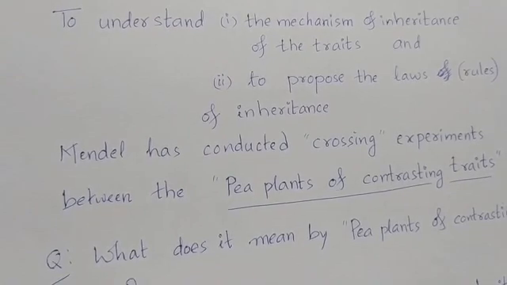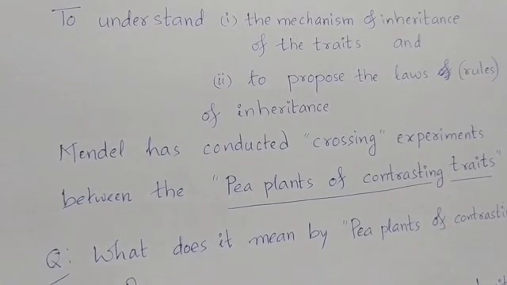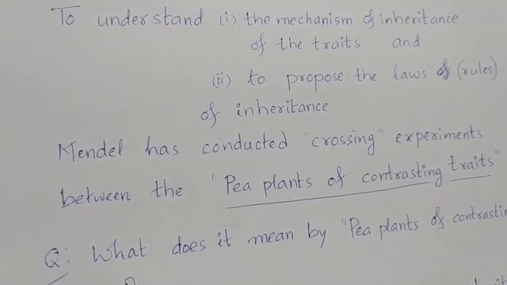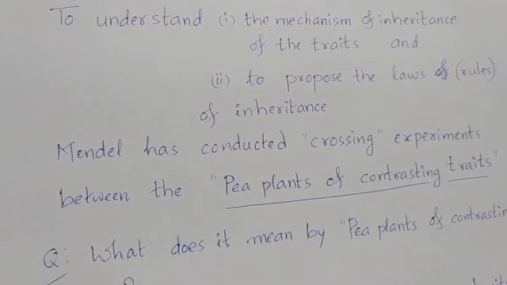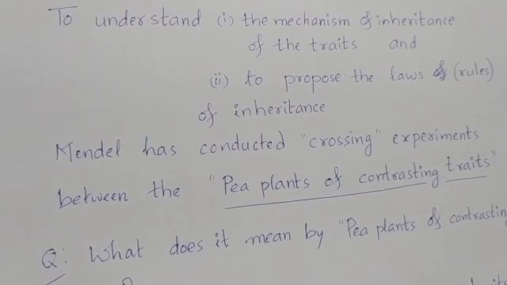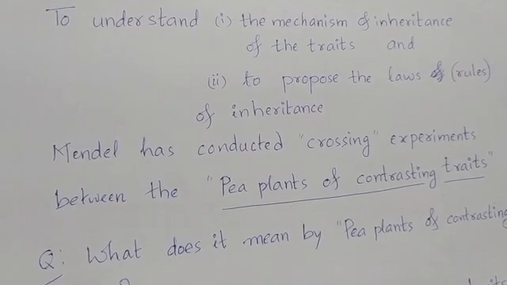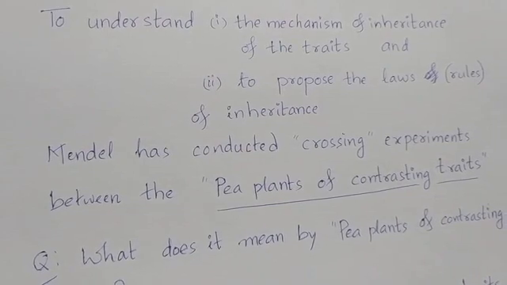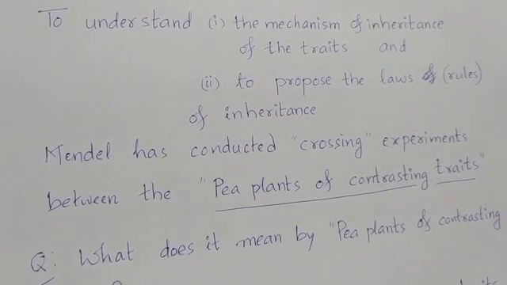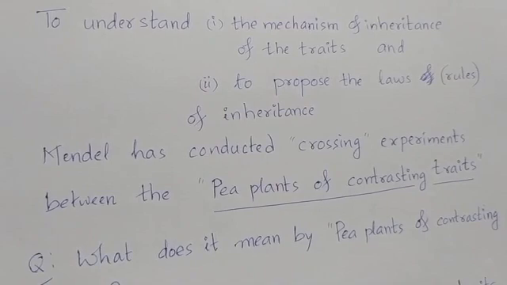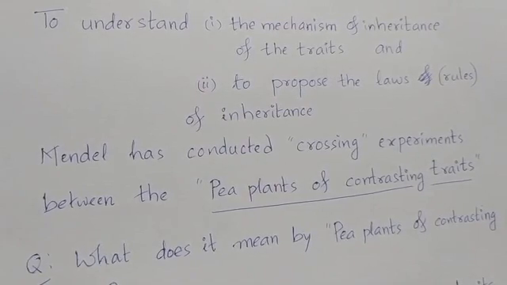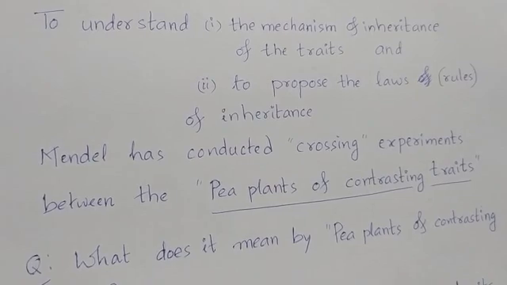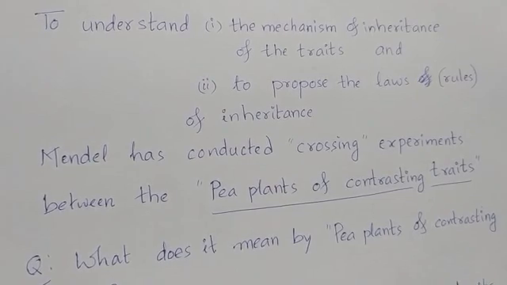Why did Mendel conduct the crossing experiments in garden pea plants? Mendel conducted the crossing experiments between the garden pea plants of contrasting traits in order to understand the mechanism of inheritance of the traits and to propose the laws or rules of inheritance.